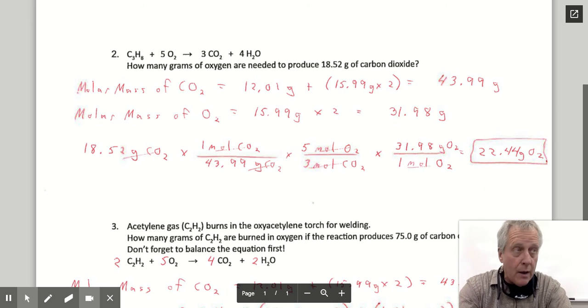So in this assignment, this is what I'm looking for: a balanced equation, determination of the molar masses, and then the dimensional analysis with proper units, showing your work on how you solve these problems.